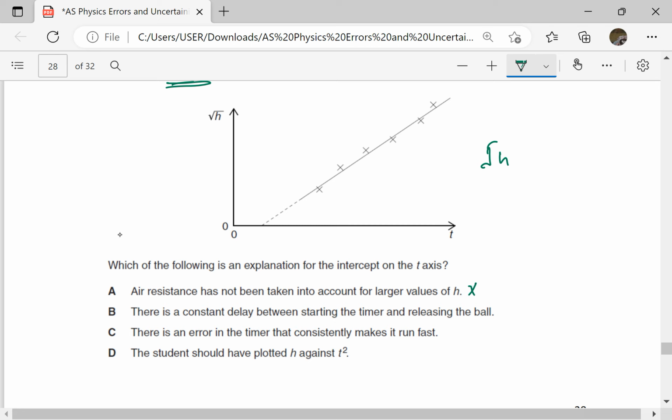There is a constant delay between starting the timer and releasing the ball. There is an error in the timer that consistently makes it run faster. I think that is true because it is showing that the time is always greater, always going to be higher. So there is an error in the timer that is on the x-axis. There's an error in the timer that consistently makes it run faster. So there is a positive zero error, which is a systematic error. So the answer is going to be C.